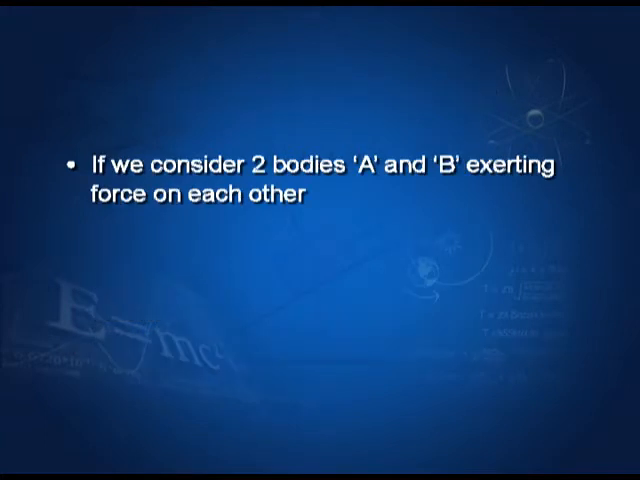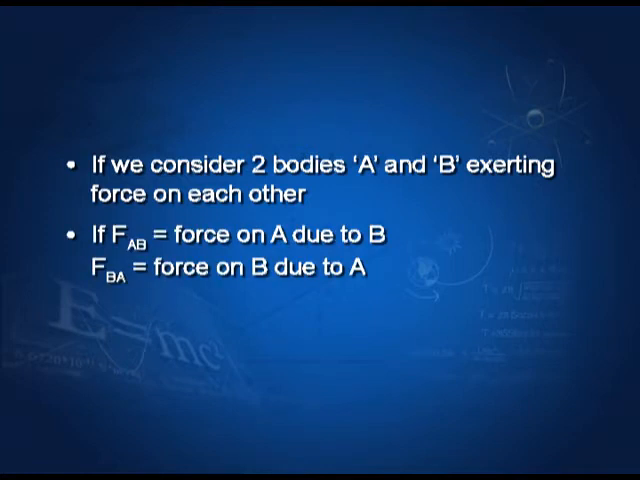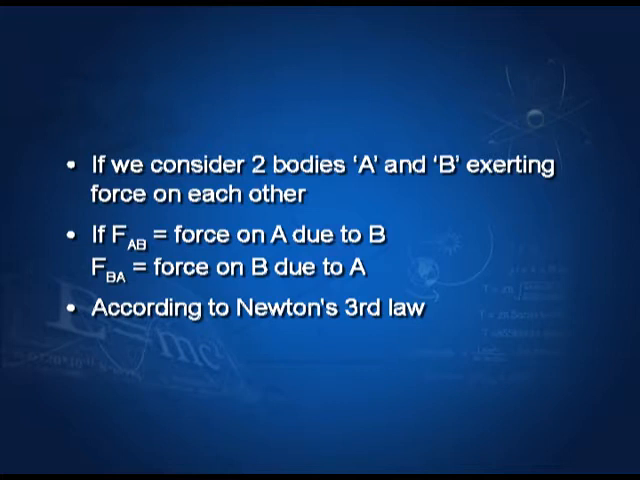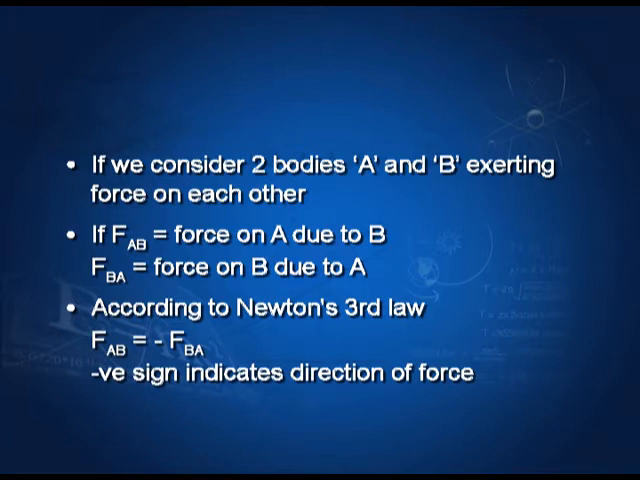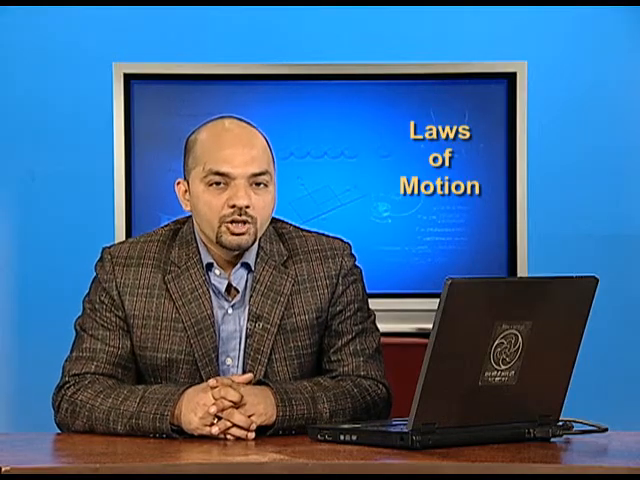If we have two bodies, say A and B, A exerting force on B, B exerting force on A. If FAB equals force on A due to B and FBA equals force on B due to A, then according to Newton's third law of motion, FAB equals minus FBA. The negative sign indicates the direction of the force. That means the two forces are equal in magnitude but in opposite directions. This pair of forces is also known as the action-reaction law.